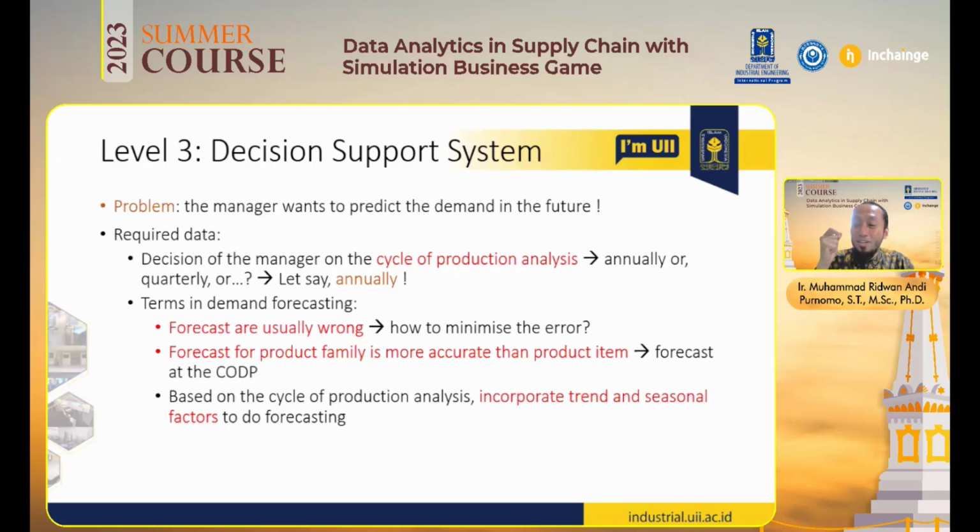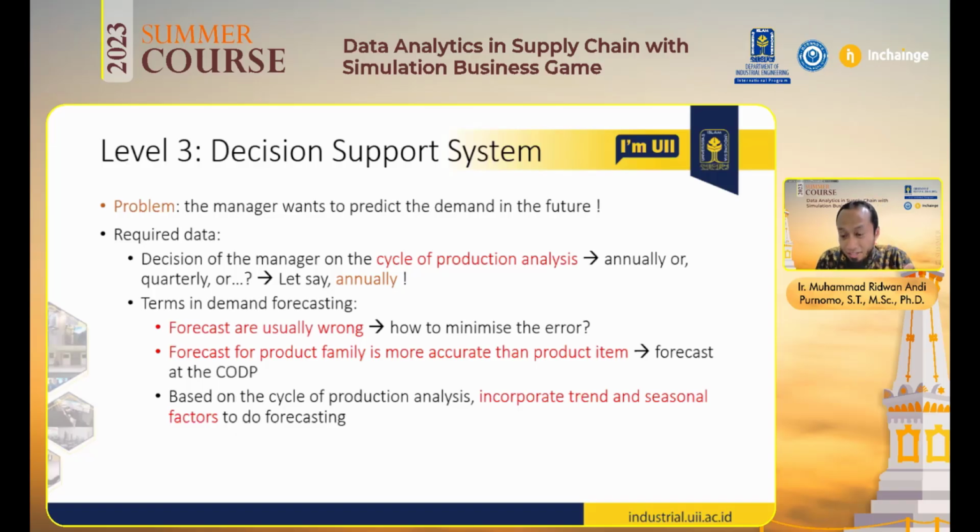We need the data about the opinion of the manager to analyze the cycle of the production. Okay, we got the data is annual analysis, and after that we also need to understand the terms in forecasting, because we want to do demand forecasting, so we also need to have knowledge about forecasting itself. The first concept is forecasts are usually wrong. It means that I need to make an effort to minimize the error.